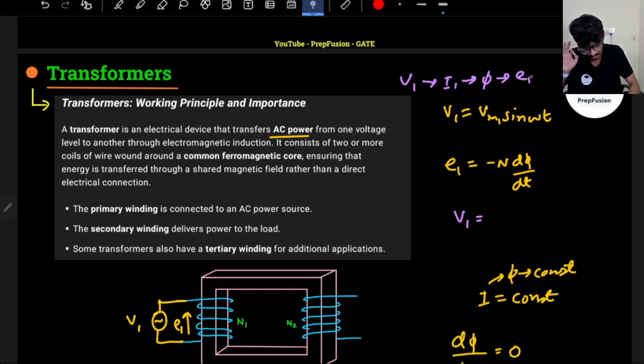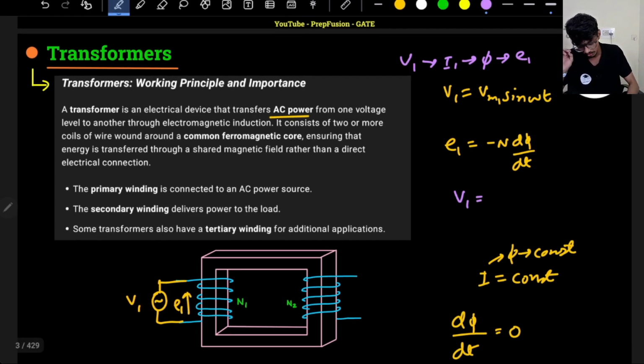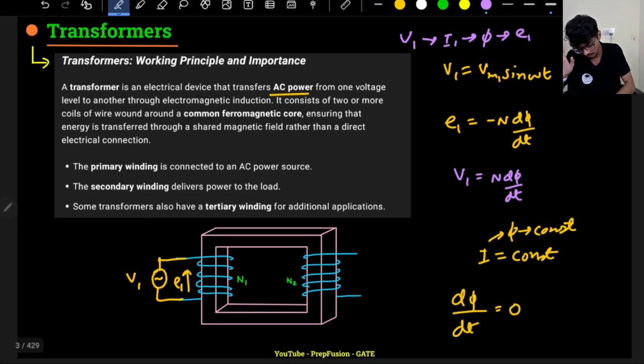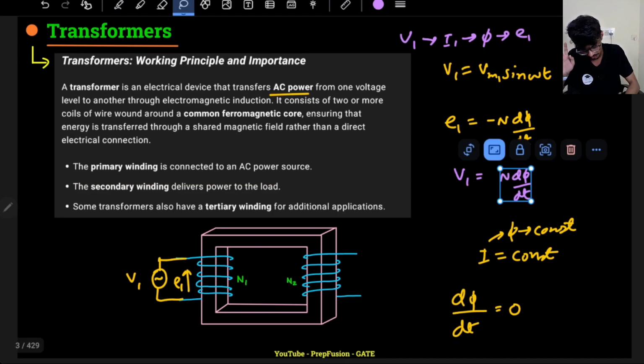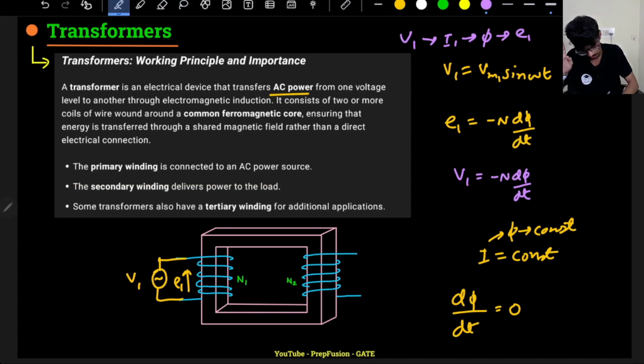What I am saying is that yes, there is an induced EMF here, and as things are connected in parallel, I will equate this equation. So E1 will be equal to V1 because this is in parallel. It will be equal to, just ignoring the negative sign for now, n d phi by dt. Of course you can take the negative sign as well. I know you will have the confusion. Let's take the negative sign, no problem.